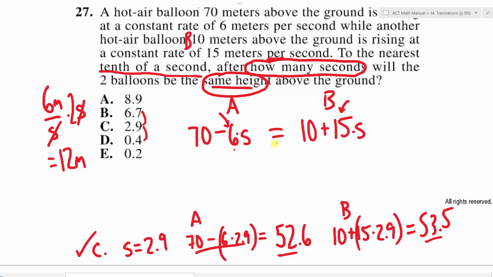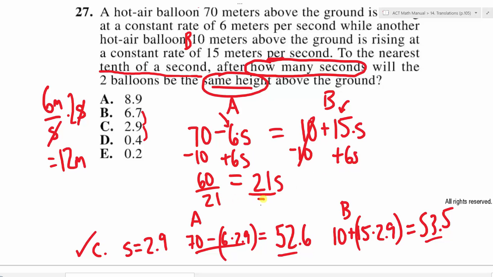Now, this is just a basic algebraic equation. We just start cleaning up. So I'm going to subtract the 10, subtract the 10. I get 60 over here. These guys go away. I'm going to add the 6s to both sides. So I get 60 equals 21s. 15 plus 6 is 21. I divide by 21, divide by 21.